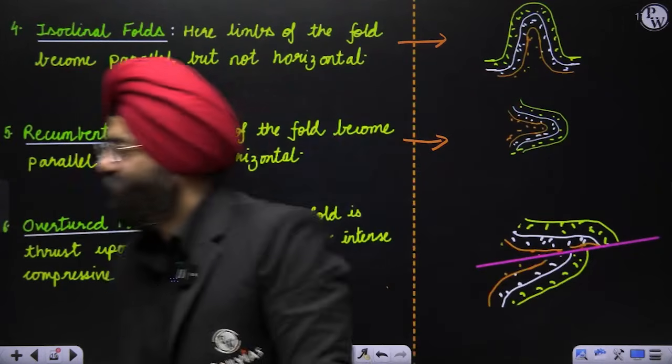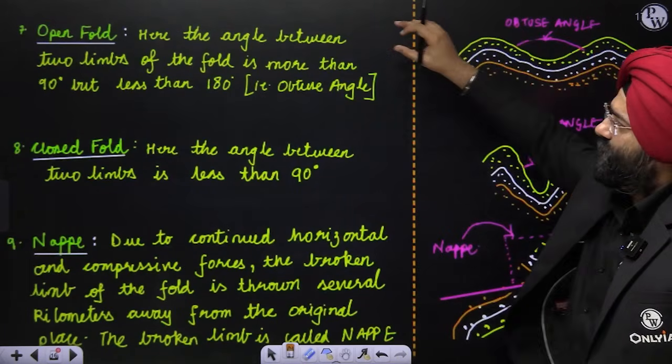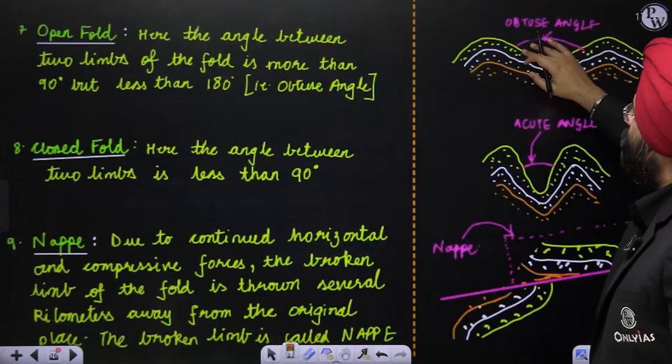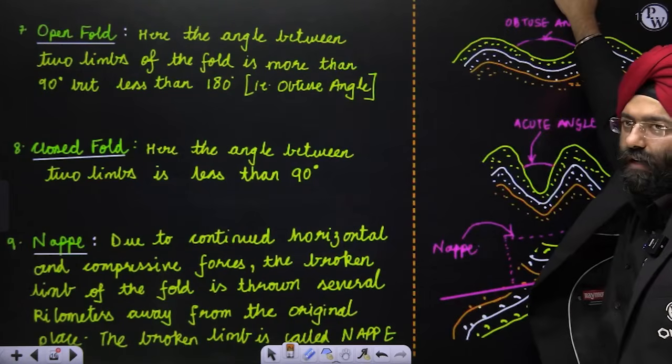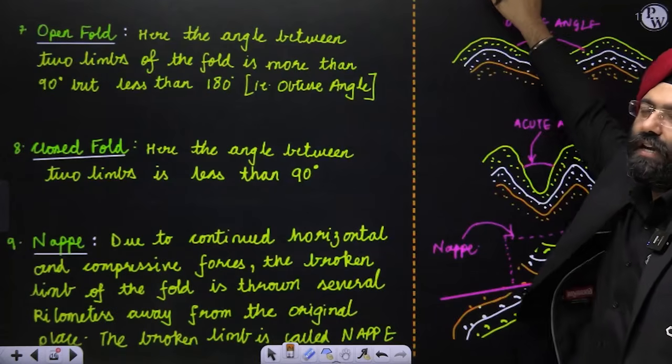Now, next, move ahead. Open fold. Here the angle between the two limbs is an obtuse angle. A closed fold is one where the angle is acute, that is, less than 90 degrees.